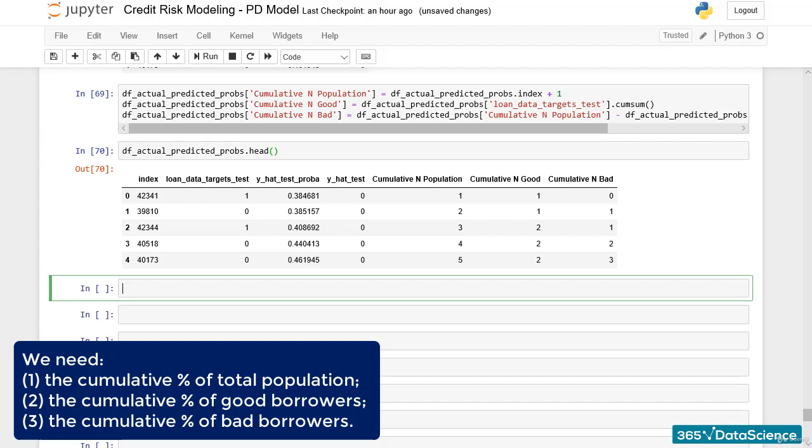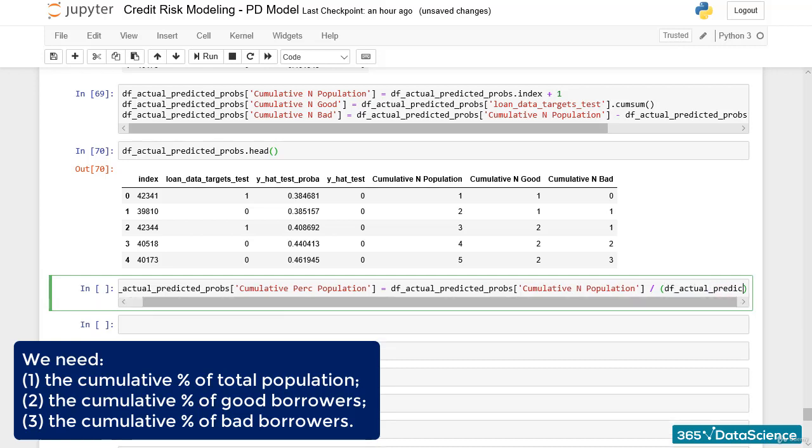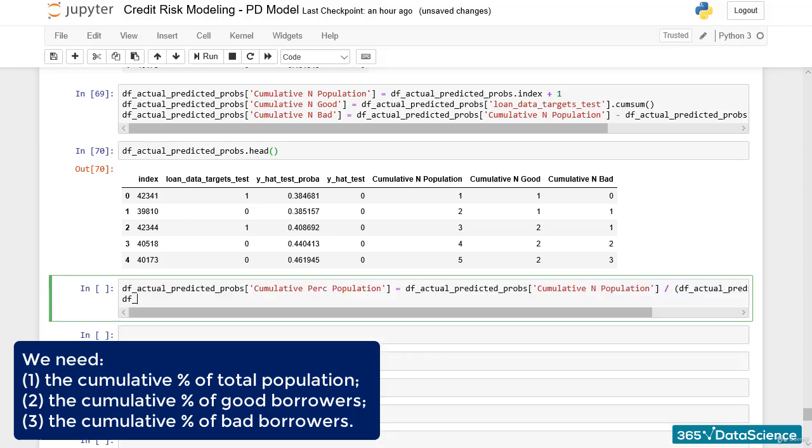The cumulative proportions are the numbers divided by their own total. Therefore, the cumulative proportion of all borrowers on every row is the total number of borrowers up to that row divided by the total number of borrowers altogether. An easy parametrized way to find the total number of borrowers is to take the shape on axis 0 of the data frame. What about the cumulative proportion of good borrowers?